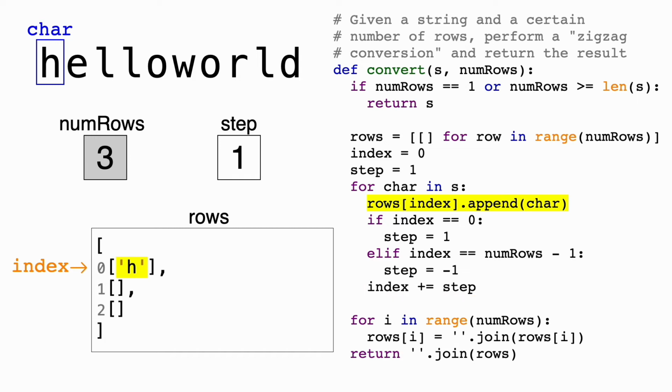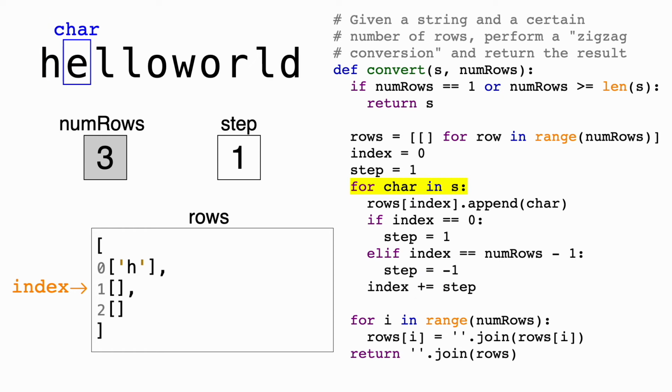But first, let's check for 2 things. If the index is 0, then that means we're at the top row, so we need to increment the index. So we'll make the step size 1. If the index is at numRows minus 1, or in this case 2, then that means we've reached the bottom row, so now we need to decrement the index, so step will be -1. So right now, the index is 0, so we'll make the step equal to 1, and add it to the index. So now index equals 1 and points to the second row.